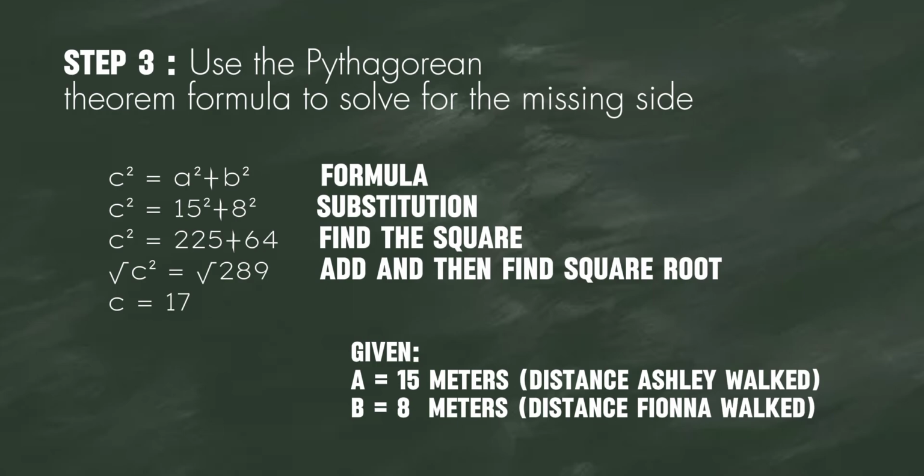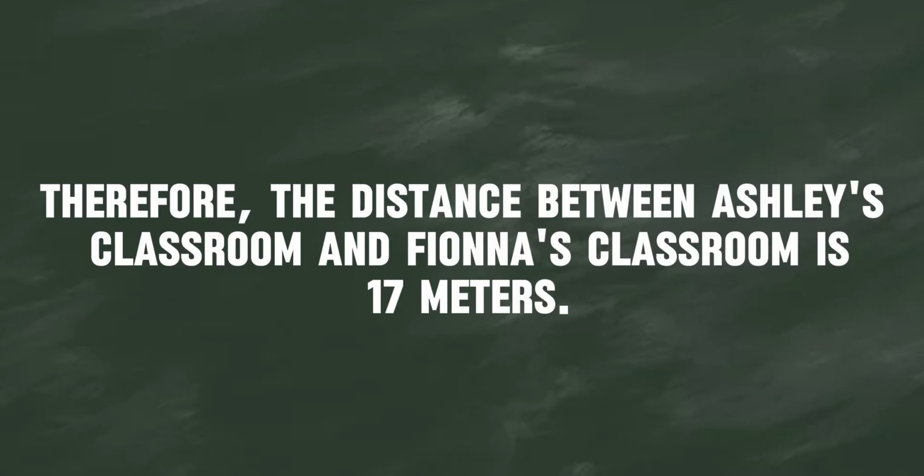After finding the square of both sides, you will then add them and then find their square root. The square root of c squared is c, and the square root of 289 is 17. Therefore, the distance between Ashley's classroom and Fiona's classroom is 17 meters.